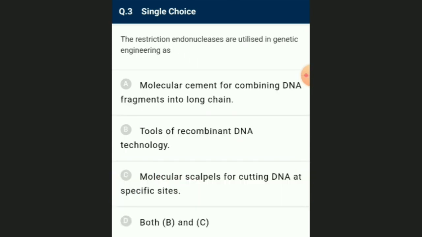Question number 3. The restriction endonuclease are utilized in genetic engineering. A restriction endonuclease or restriction enzyme is an enzyme that cleaves DNA into pieces or fragments at or near specific sites called restriction sites. GAATTC is the recognition sequence for enzyme EcoRI. They are extensively used in recombinant DNA technology and are often known as molecular scissors. So the answer for this question is option D. From the given four statements, B and C both are correctly given.